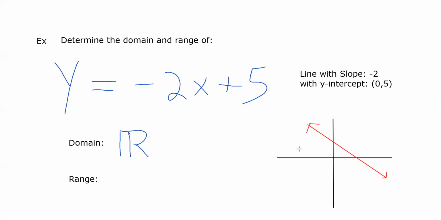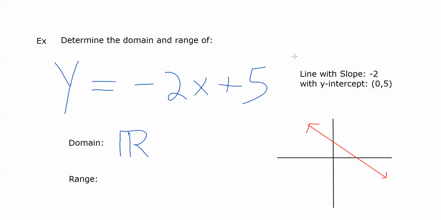So now you can immediately see why the domain is all real numbers. You can also see why the range will also be all real numbers in this very, very specific context. It's because you can pick anything on the y-axis and there's something partnered with it on the red line.